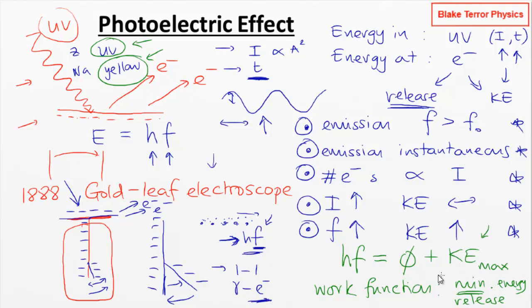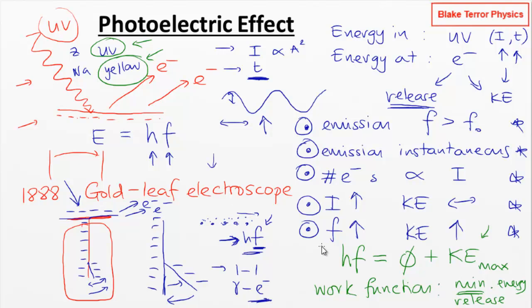So you can just see this is a conservation of energy equation here. Energy in is equal to energy out. And all of this is explained by having light, electromagnetic radiation, as being a beam of photons, each photon of the same energy. So Einstein put all of this together, and we get a lot of questions.